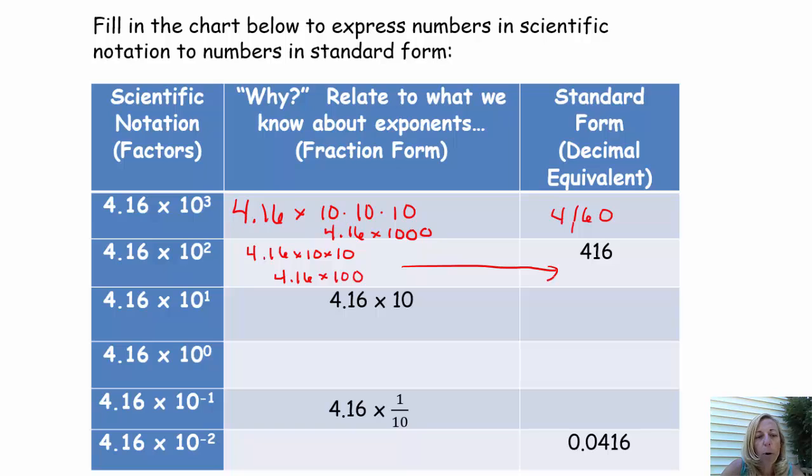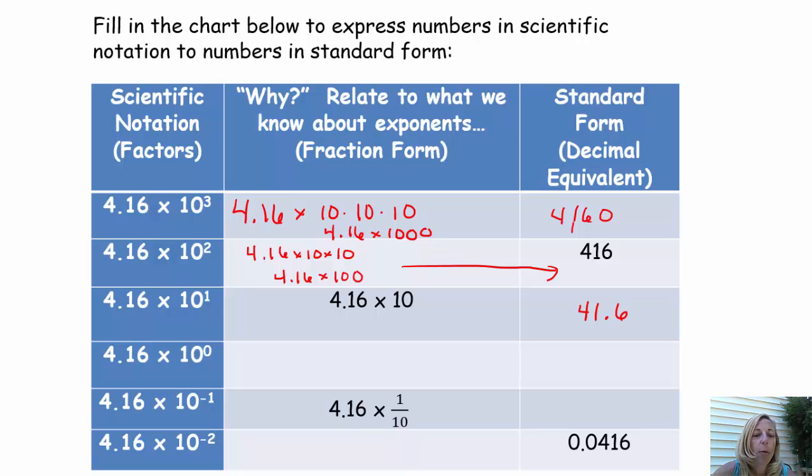The next one says 4.16 times 10 to the first. We know 10 to the first is actually 10. So 4.16 times 10 is 41.6 if you use your handy dandy calculator. Let's take a look at the next one.